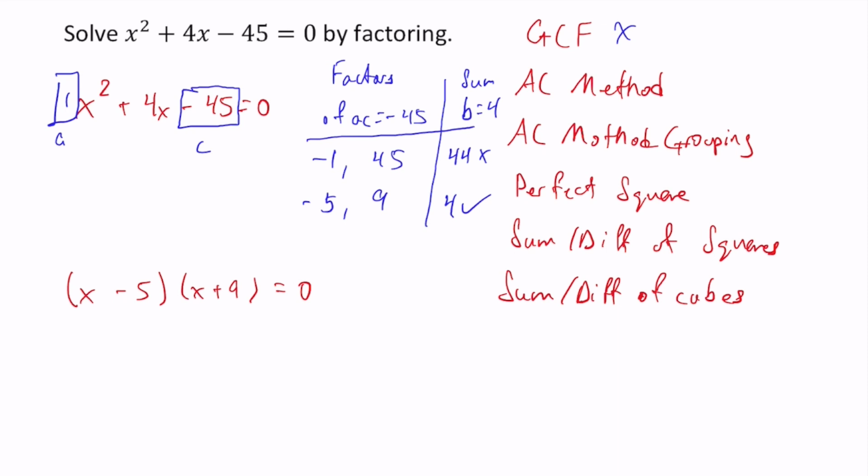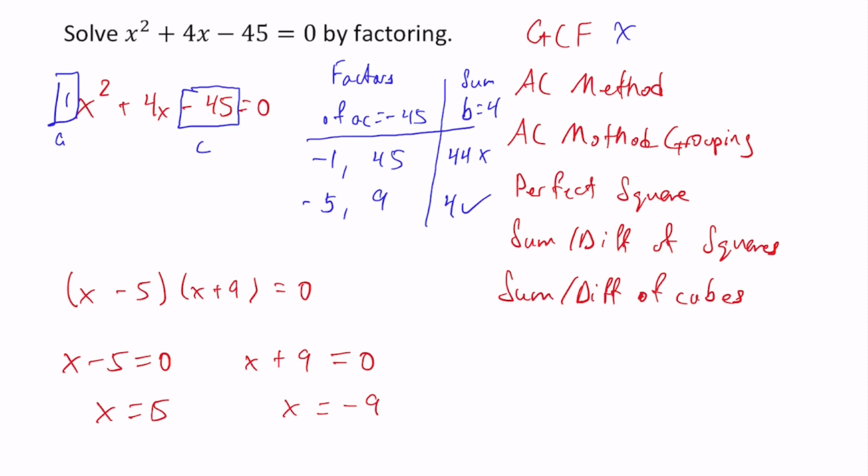Now, since we have a product of factors, x minus 5 and x plus 9, that equals 0, the zero product property allows us to split these factors and make them both equal to 0. So that's x minus 5 equals 0 and x plus 9 equals 0. We add 5 to both sides, we get x equals 5. We subtract 9 from both sides, we get x equals negative 9.